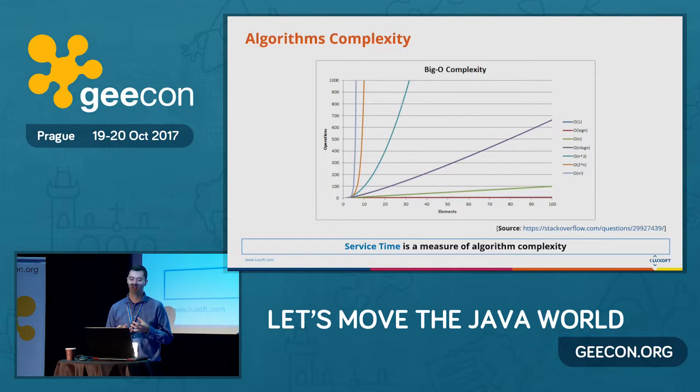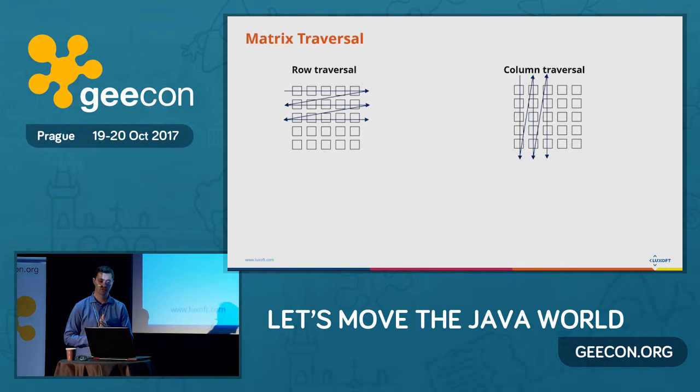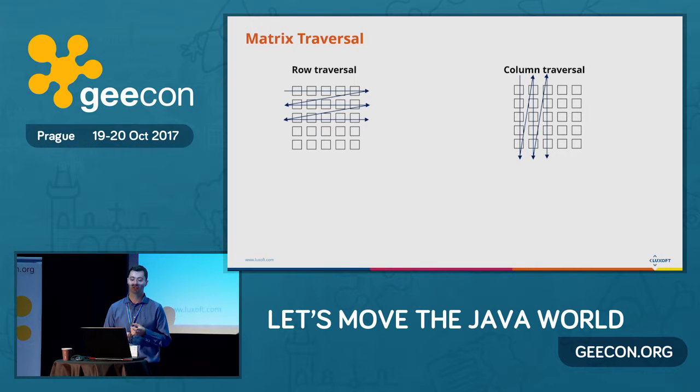Another guideline in terms of complexity is algorithm complexity. We learn from school that we are keen on minimizing the complexities in our algorithms. But the question that might arise is, is it all about the big O complexity? Because having a lower complexity implicitly provides a lower service time. And for this, just to study and to illustrate how things are going, I took two examples.